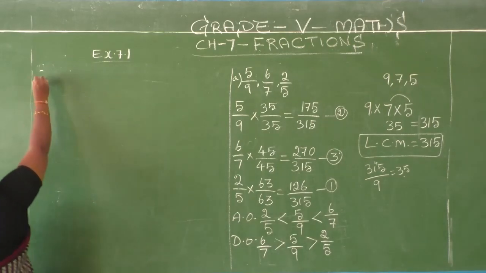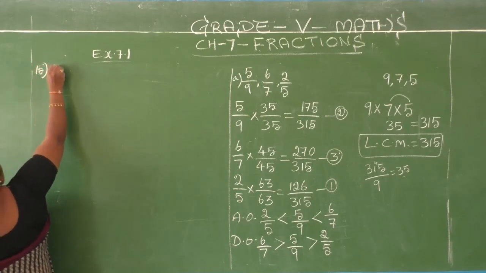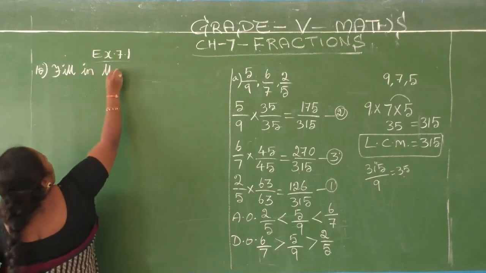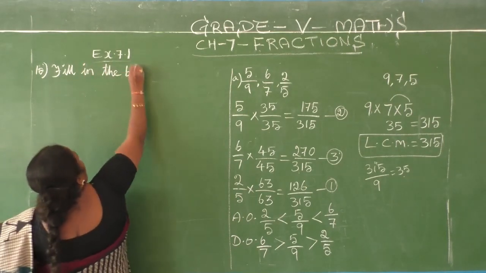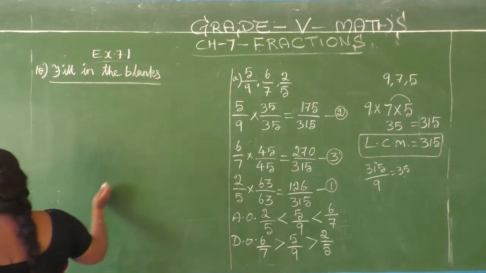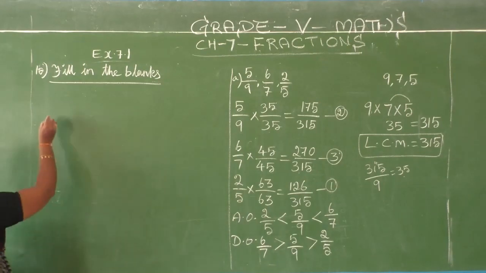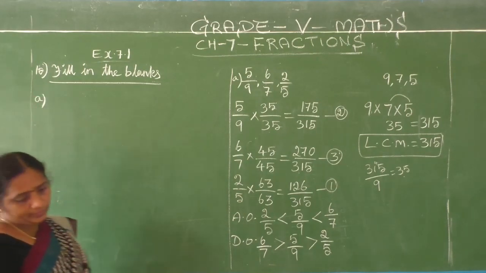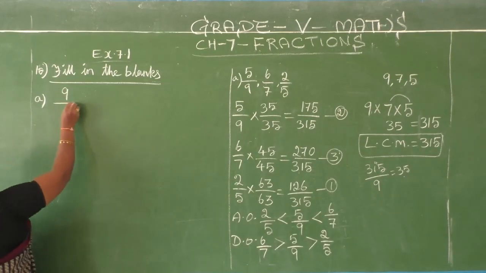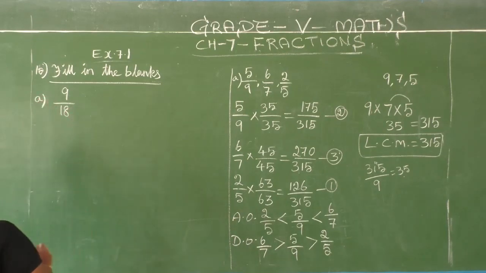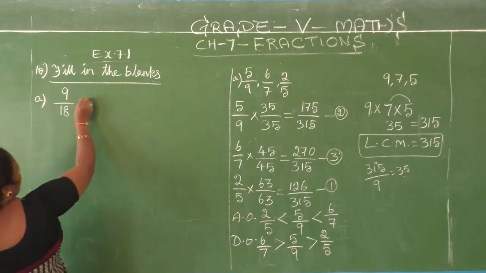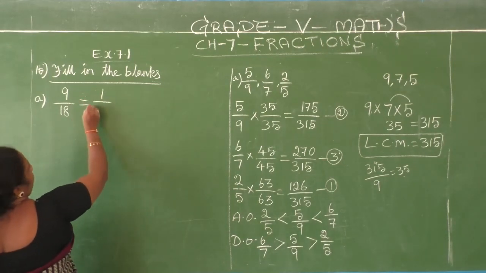My daily Roman is fill in the blanks. This is also very easy only. Fill in the blanks. A sum. What they gave? See, 9 by 18. So they gave the answer 1 by dash.